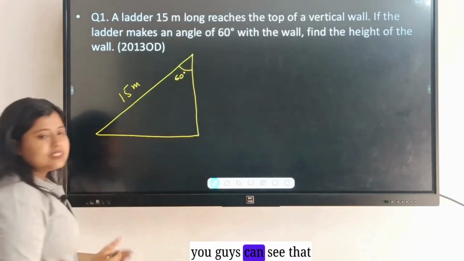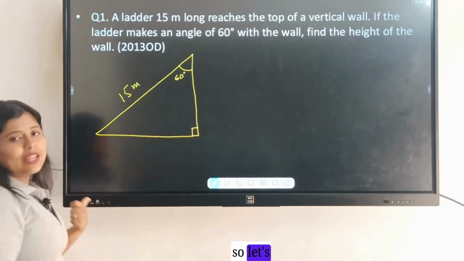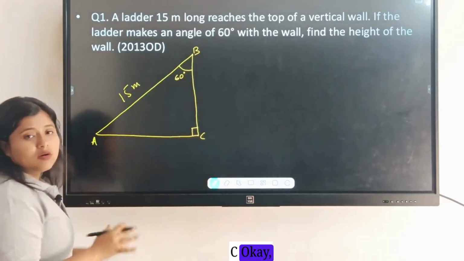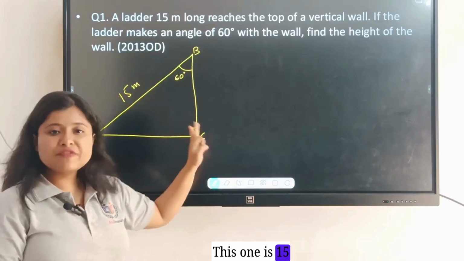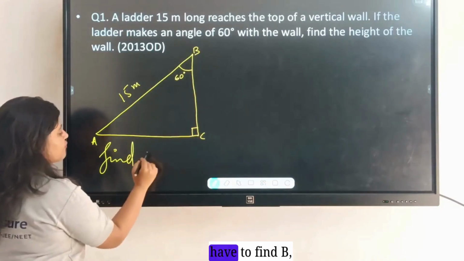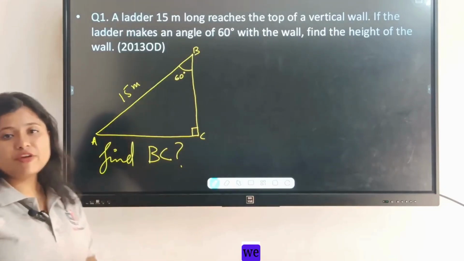Now, as you can see, this is a right angle triangle. So let's name it A, B, C. It is given that this one is 15 meter. What do we have to find here? We have to find BC. Yes. So how are we going to do that?